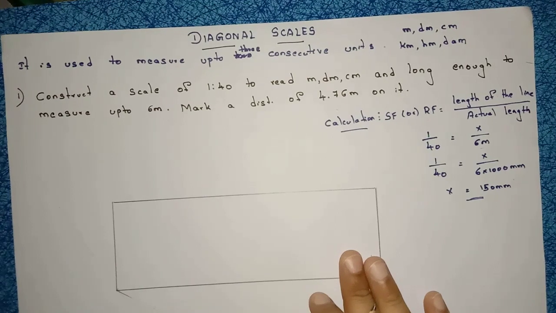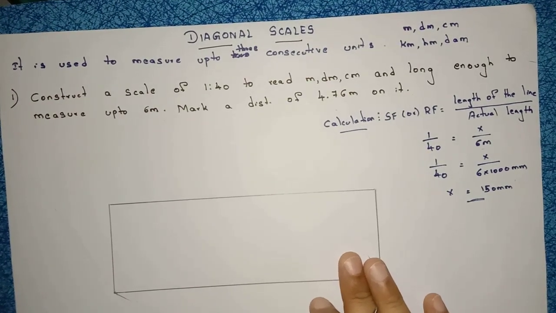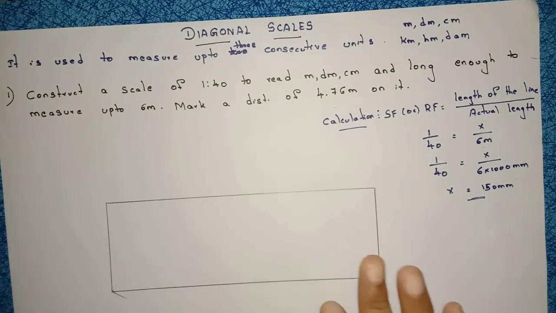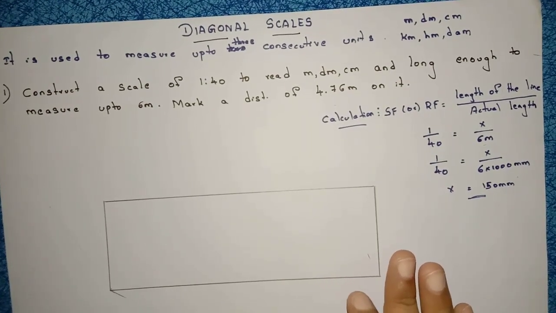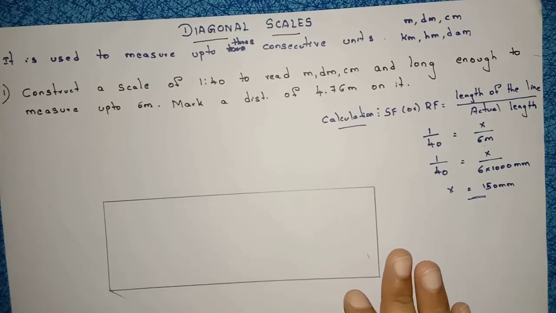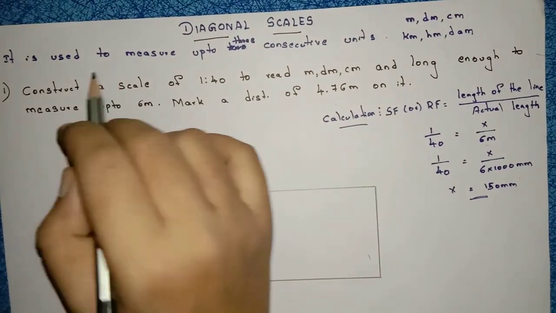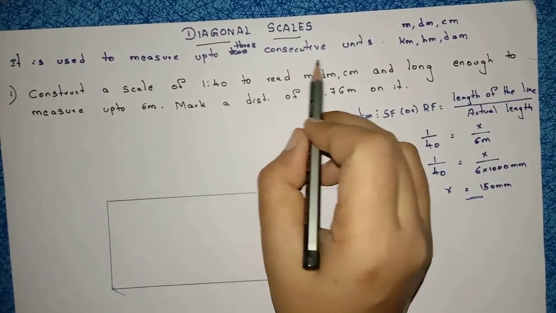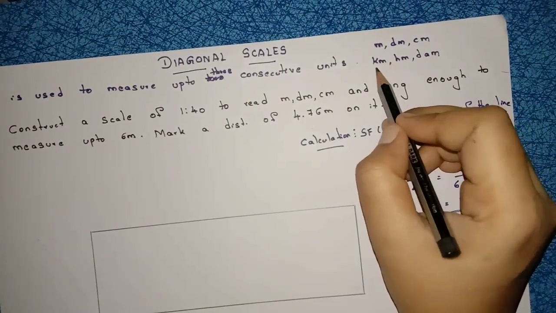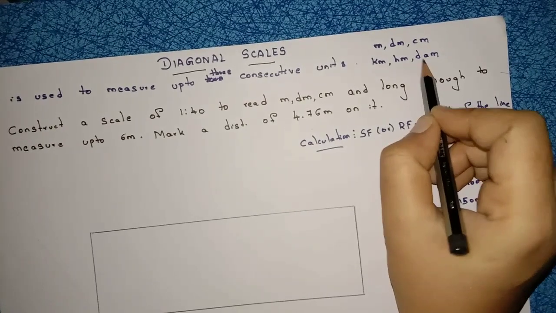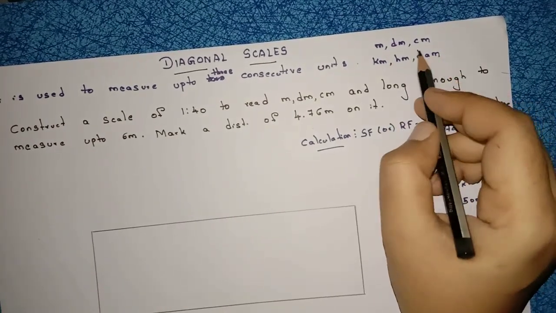Okay students, in this lecture we are going to discuss diagonal scales. In previous lectures we have completed plane scales, right? Plane scales are used to measure 2 units. Diagonal scale is used to measure 3 units. 3 units means meter, decimeter, centimeter, kilometer, hectometer, decameter. Right? These are the immediate subdivisions of the units.